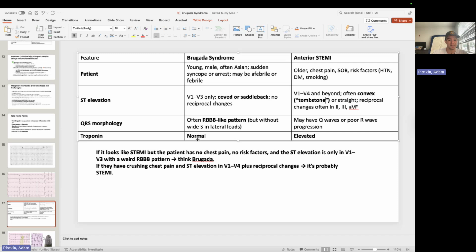If we get the troponins, they'll be normal in Brugada because it's not ischemic. And then in anterior STEMI, they'll be elevated. So remember, troponin gets released in ischemic heart tissue. We'll talk about that later.